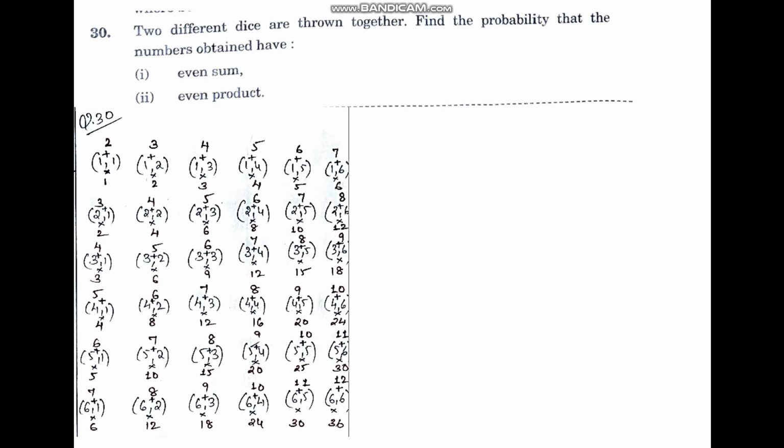When we are adding 1 plus 1, it becomes 2. When we are adding 1 plus 2, it becomes 3. Similarly, on multiplying, 1 into 1 is 1, 1 into 2 is 2. So all the possible outcomes of this matrix I have written over here.